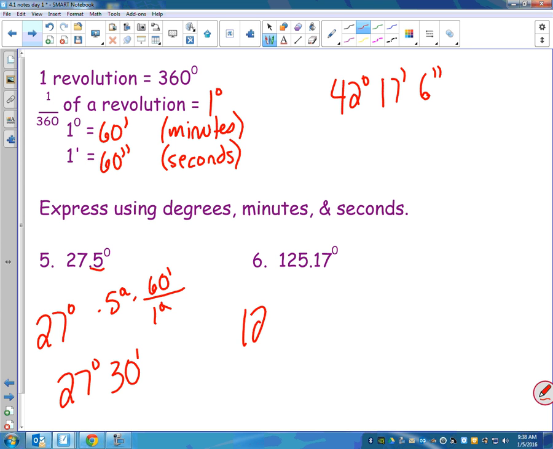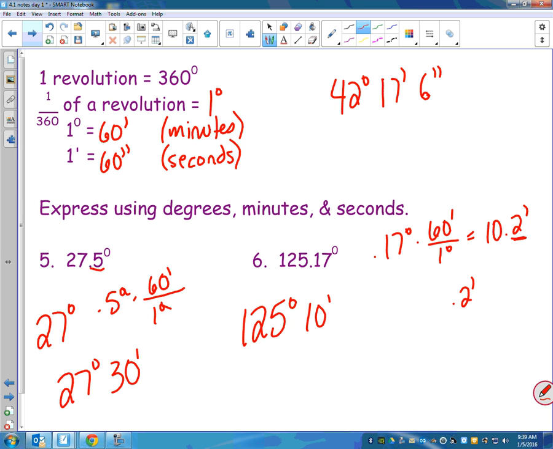125.17 degrees. I take the whole degree part, I'm going to put up here beside it. I'm going to take 0.17 degrees, and I'm just going to multiply by 60. And if I do that, I get 10.2 minutes. So over there we got 30 minutes, so we were done. On this one, I'm going to say 10 minutes, take the whole part out, and now I'm going to convert this decimal, so 0.2 of a minute, to seconds.